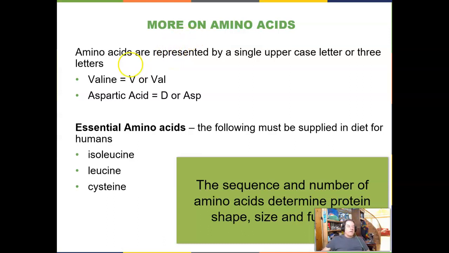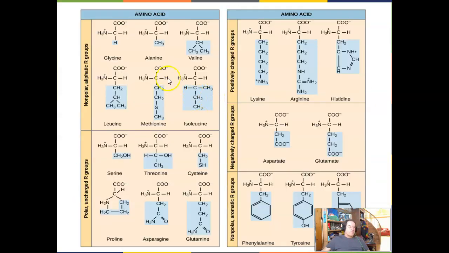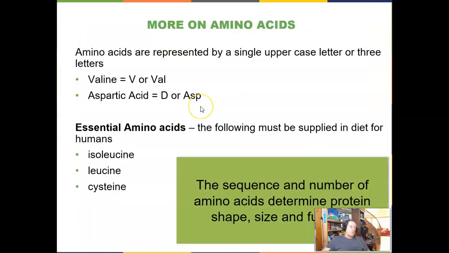So all of the amino acids have names. Valine and aspartic acid are two different amino acids. They've got single letter or 3-letter abbreviations that you see all over the place. So here we have their full names, but alanine is ALA, glycine is GLY, etc., etc., when you use them in their abbreviated forms.